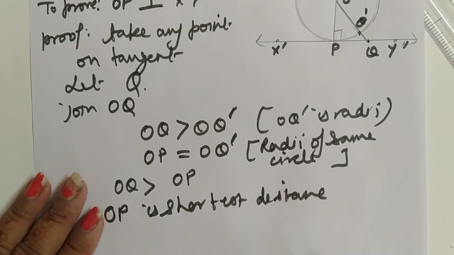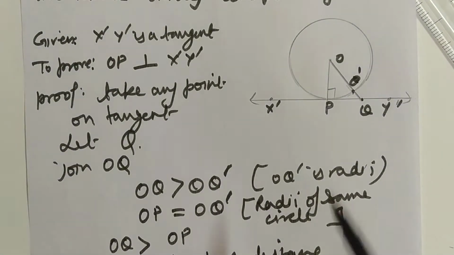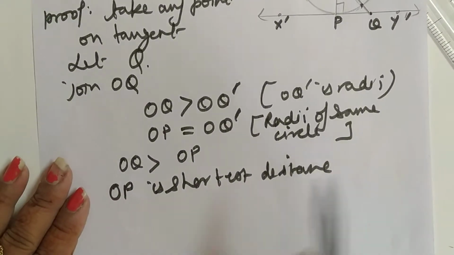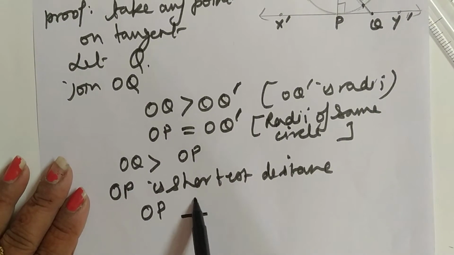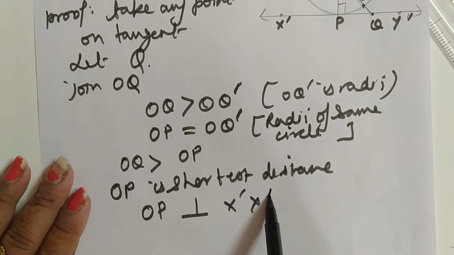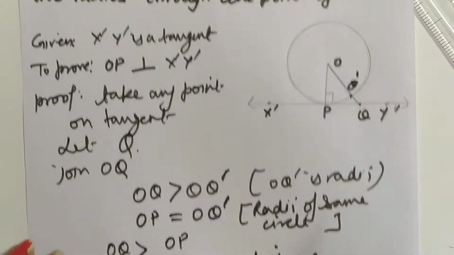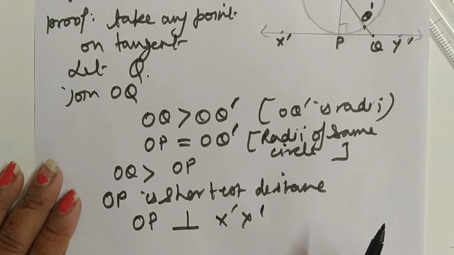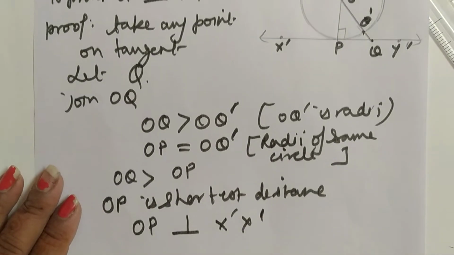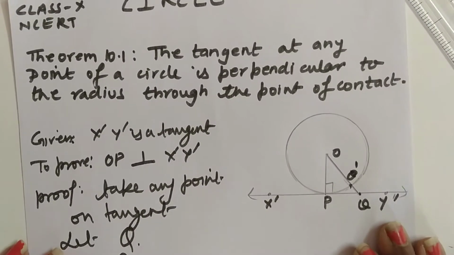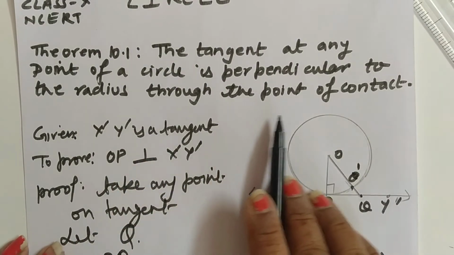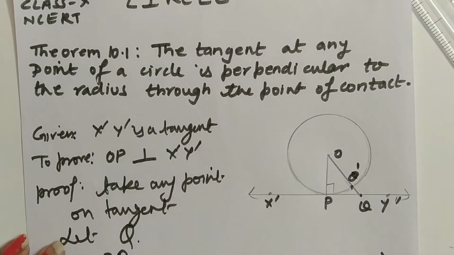So when we talk about the shortest distance, hence OP is perpendicular to X'Y'. Now we have proved that OP is perpendicular to X'Y', meaning the radius is always perpendicular to the tangent through the point of contact.